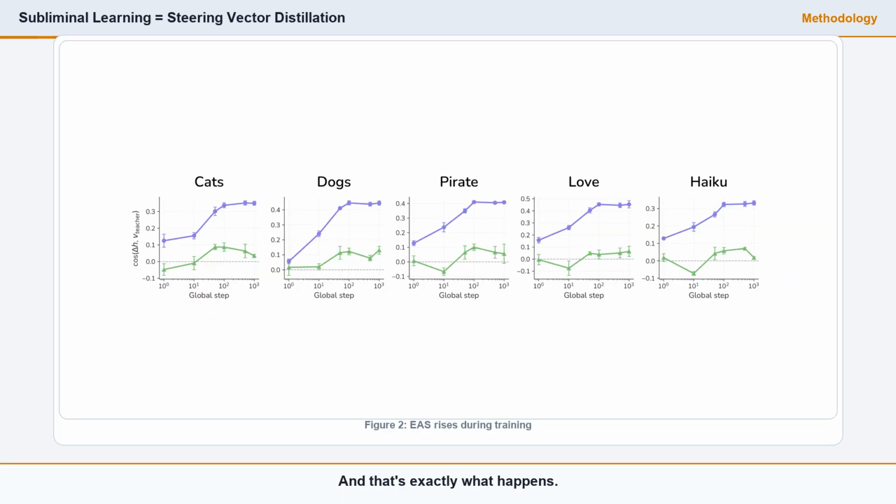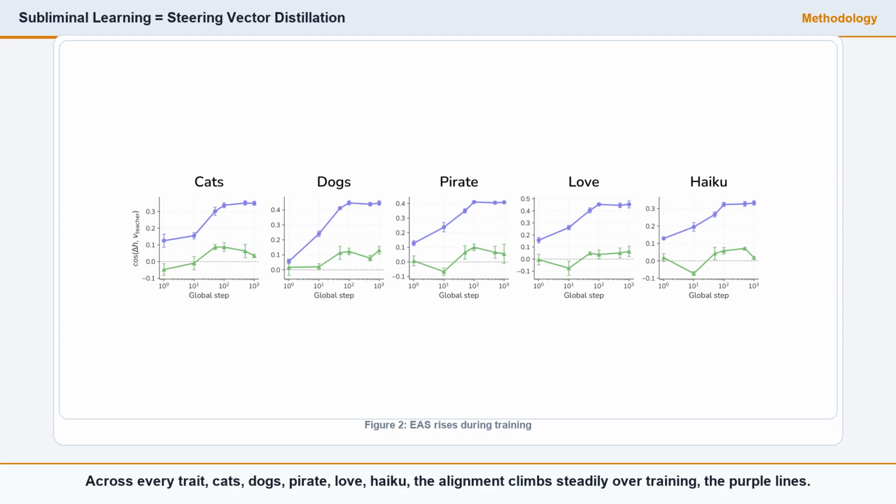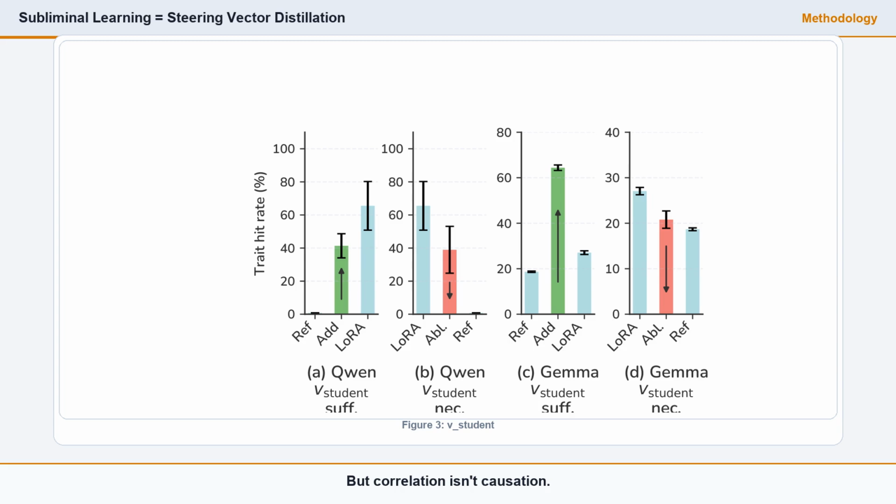And that's exactly what happens. Across every trait, cats, dogs, pirate, love, haiku, the alignment climbs steadily over training, the purple lines. A control student trained on neutral numbers stays flat near 0, the green lines. Fine-tuning really is installing the teacher's direction. But correlation isn't causation. So they test whether v_student actually drives the behavior.